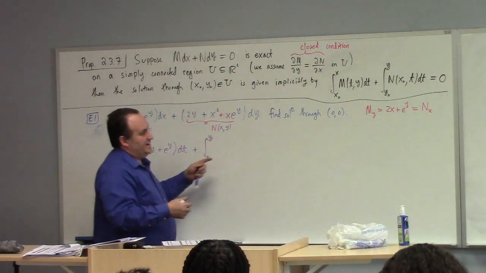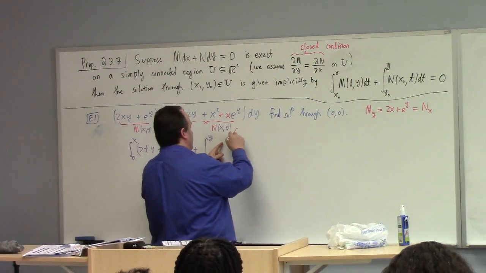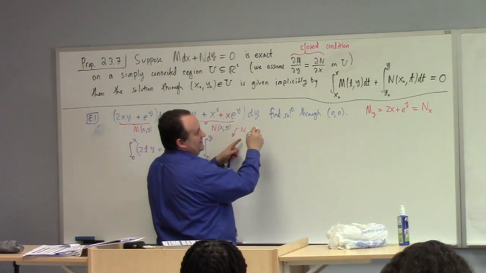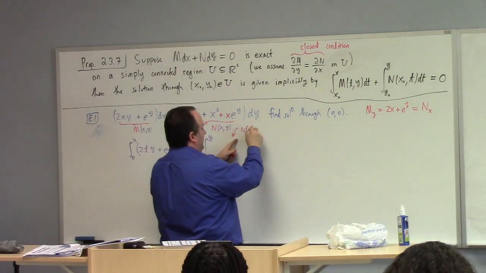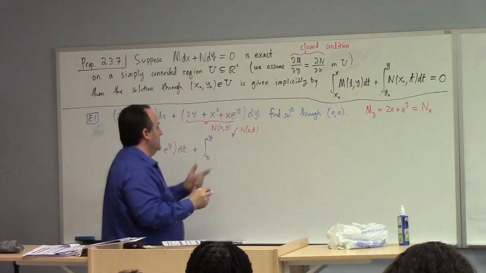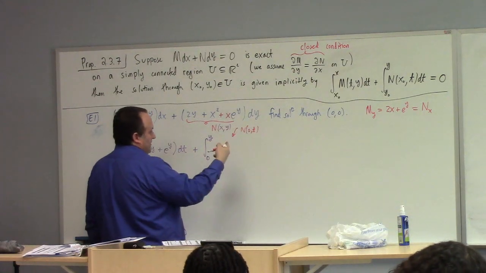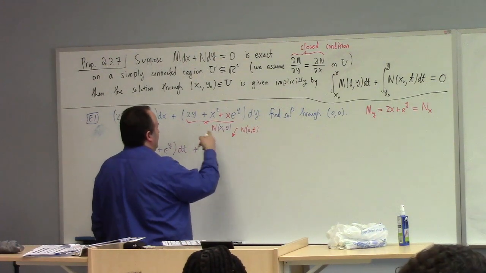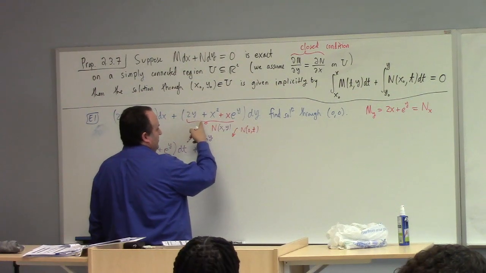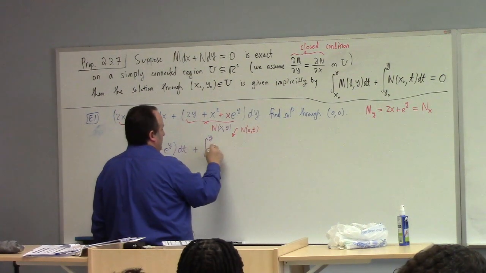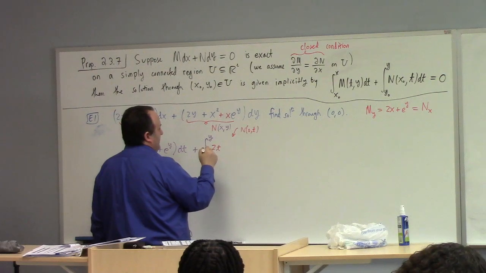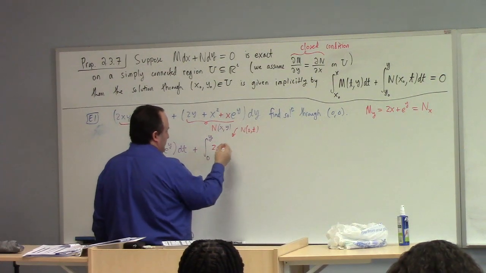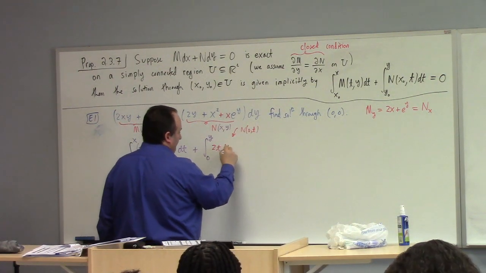Now we're supposed to calculate n of, to put down here, we need to look at n of what? x naught is 0 for this. We need to figure out what n of 0, t is and put that here. So my x is 0. Oh, hey, that's nice, because then my y is t, right? So I got 2t, and my x is 0, so it's just 2t dt.